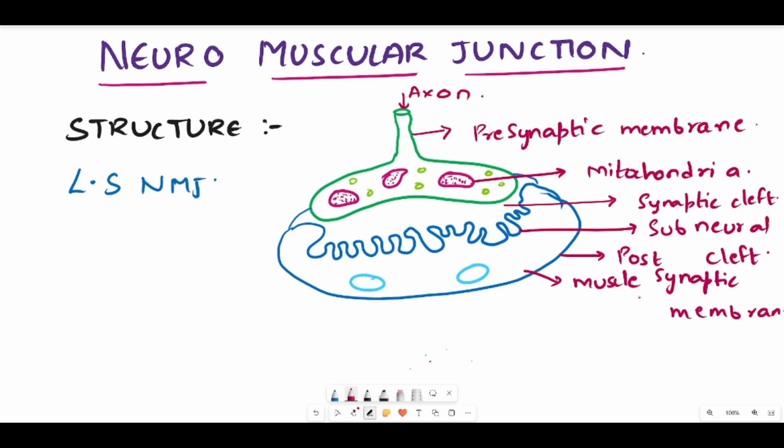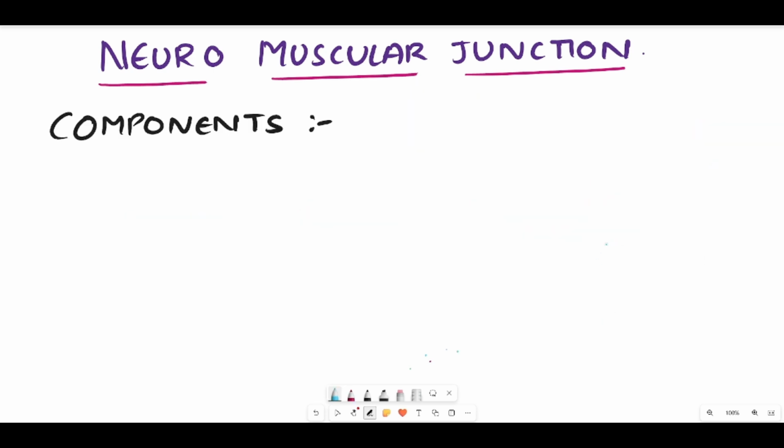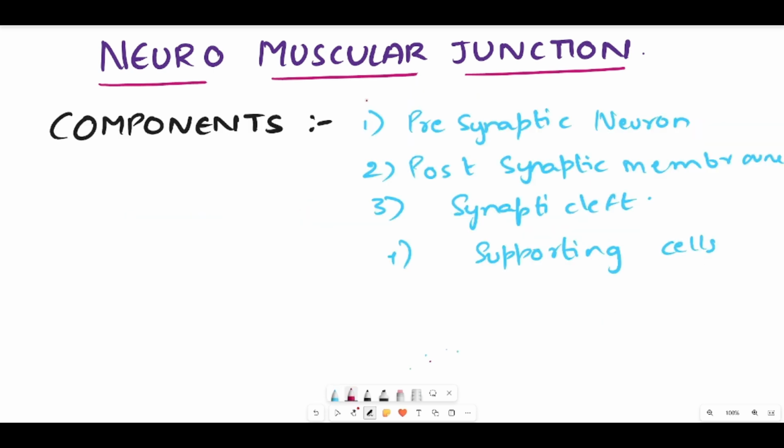If the question is asked, like draw the structure of the neuromuscular junction, then you have to draw this diagram and label all these parts. After drawing this diagram, you will get to know what components are involved in it. Now let's see in detail what will be present in each component. Let me first give you the list of all the components. There are four main important components present in the neuromuscular junction: the presynaptic neuron, postsynaptic membrane, synaptic cleft, and supporting cells.